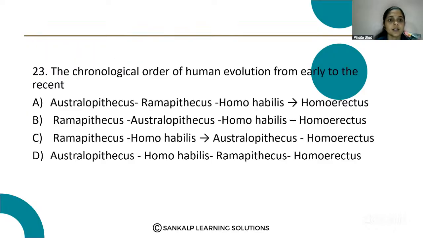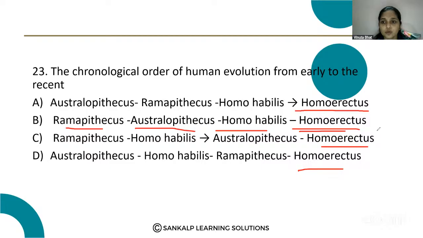Next question. The chronological order of human evolution from early to the recent. From early human to the recent, you have to write the human evolution order. Here, Homo erectus is at the last. From early to the recent: Ramapithecus, Australopithecus, Homo habilis, Homo erectus.